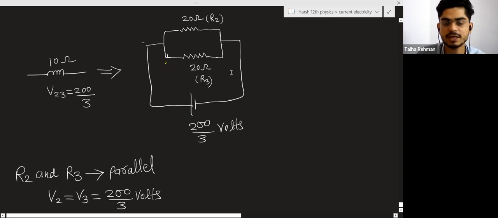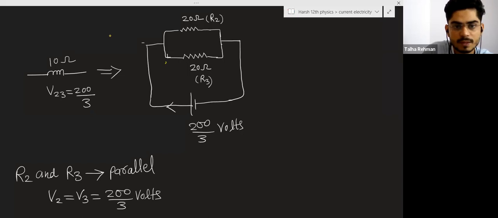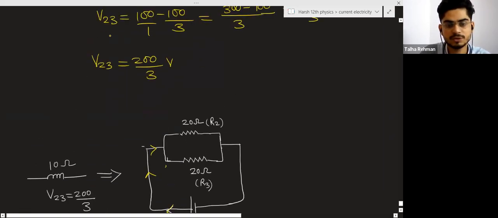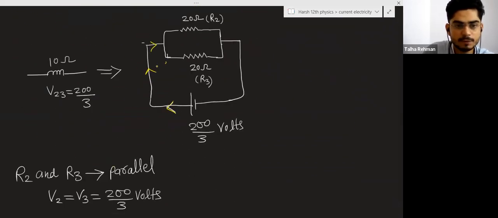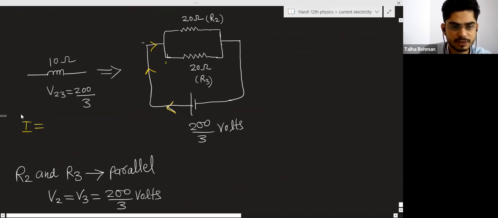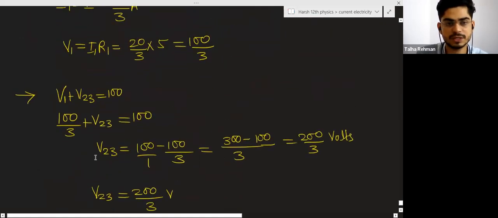Now we want to find the current. What will be the current here? Now calculate the total current here. You can find the current here, I is equal to V divided by R. Just do it with another way. I am just telling you the easiest way.